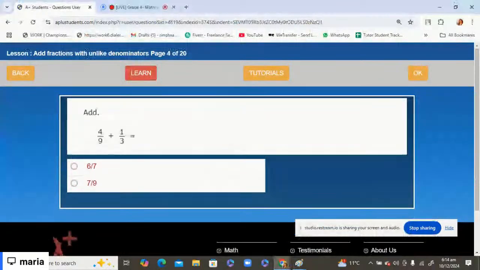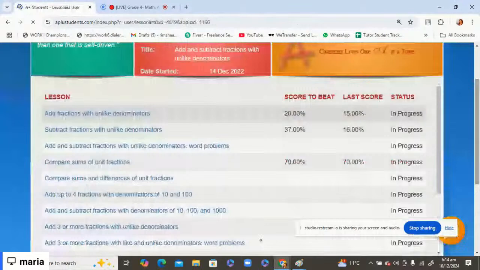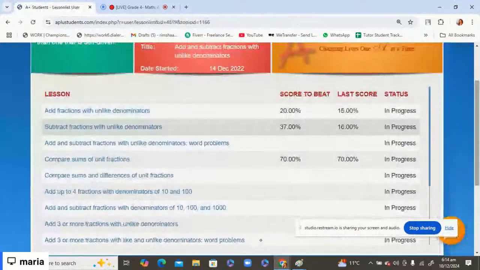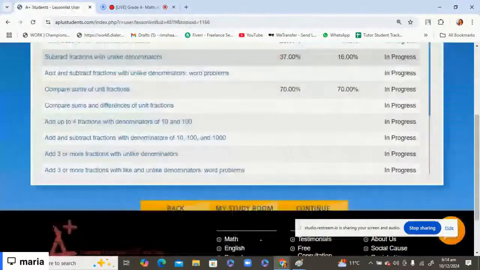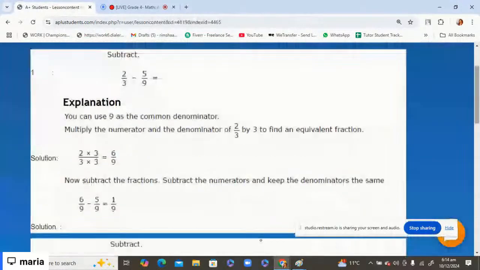All right, hope you guys understand this lesson. So solve the rest of the test questions by yourself now. Let's do the next one. Subtract fractions with unlike denominators. This is the same thing that we have done, but just subtraction. Okay, let's do it. 2 by 3 minus 5 by 9.